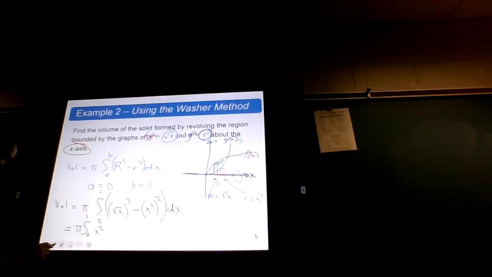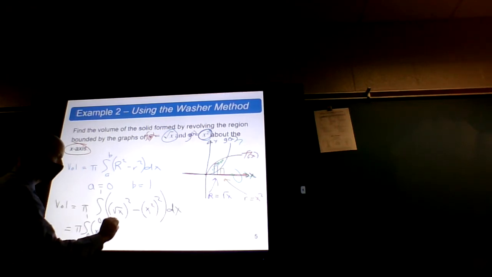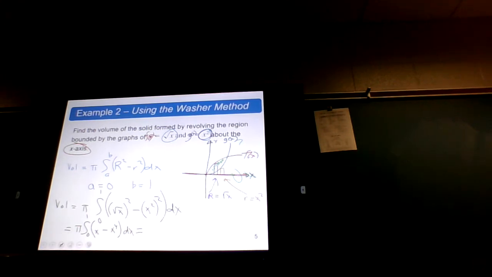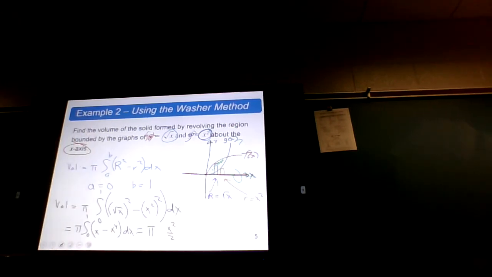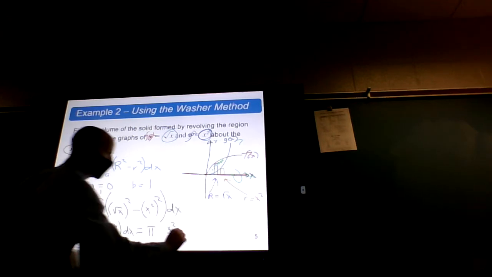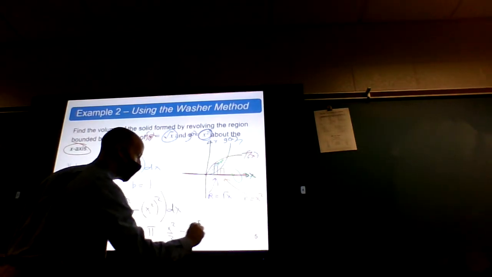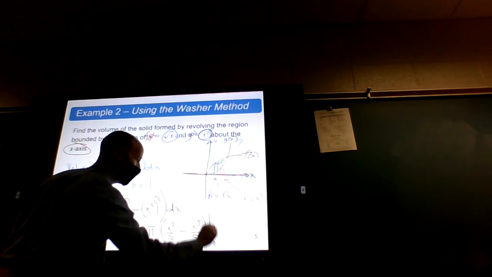Not x squared. Let's try that again, Mr. Allen. When you square the square root of x, you're just going to get x. Here we go. Minus, parenthesis, and then that's going to be x to the 4th, and then dx. Now I've got to do the integration. Of course, the integral of x is x squared over 2. The integral of x to the 4th is x to the 5th over 5. And then we've got to evaluate that from 0 to 1.